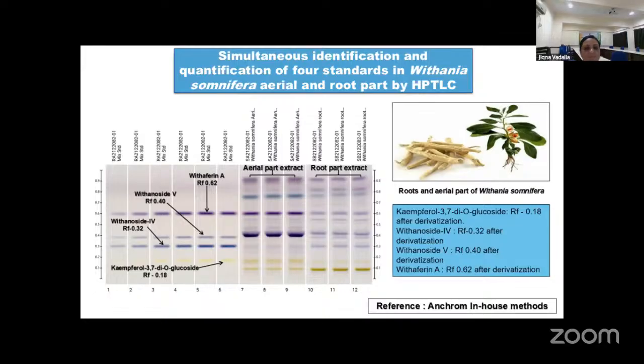Sometimes what happens, we are purchasing the powder from the market, so they adulterate the root powder with the aerial powder. So we are able to identify that adulteration with this technique.